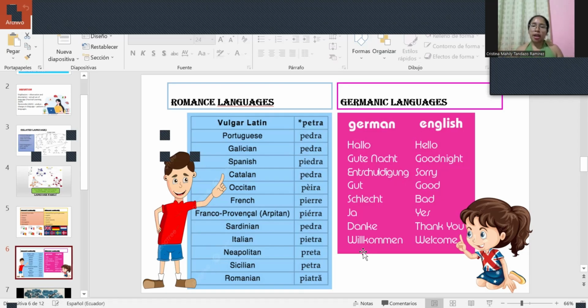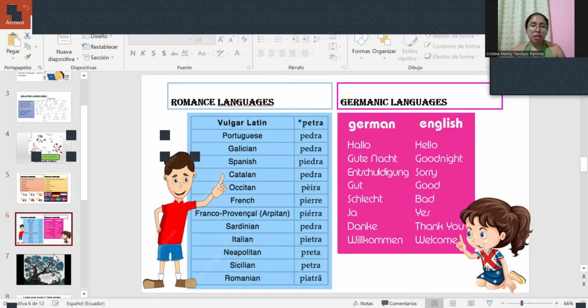So it is an excellent way to demonstrate why the Romance languages are part of these languages in the family, and why in the Germanic languages, German and English share this family group.